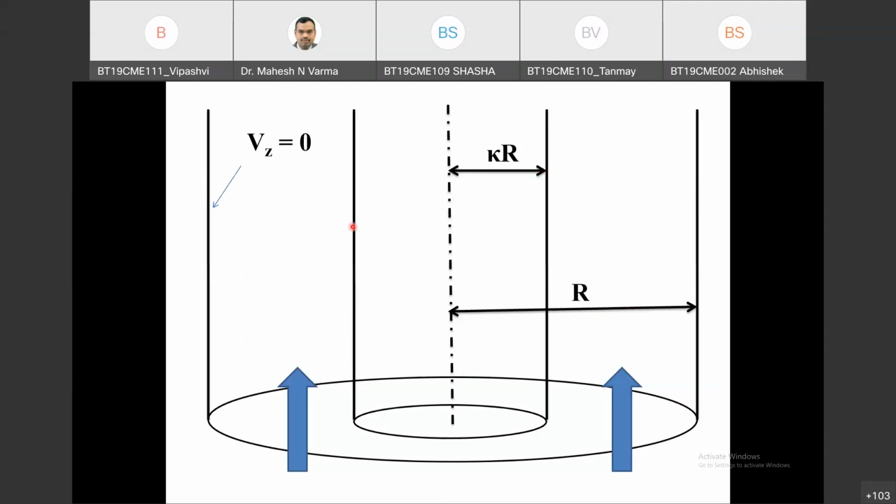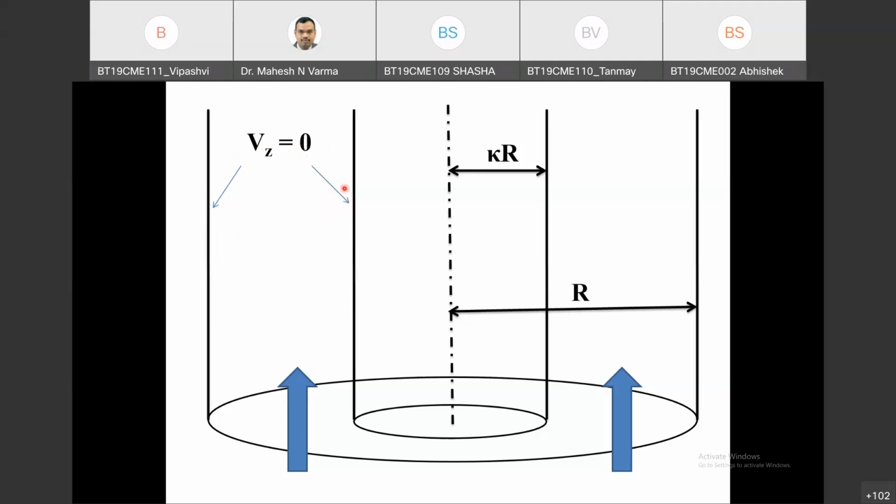Now here velocity is 0. This is the no slip boundary condition because the outer tube is steady. So velocity is 0 at this interface. Similarly, velocity is 0 at this interface. Certainly the velocity will go through a maximum and reach 0. Initially it will increase and then decrease with respect to R, in the negative R direction also.